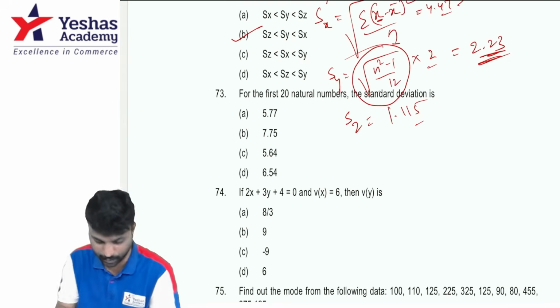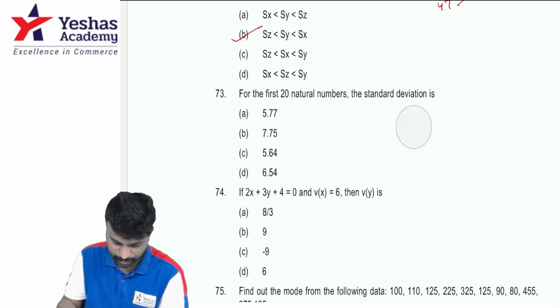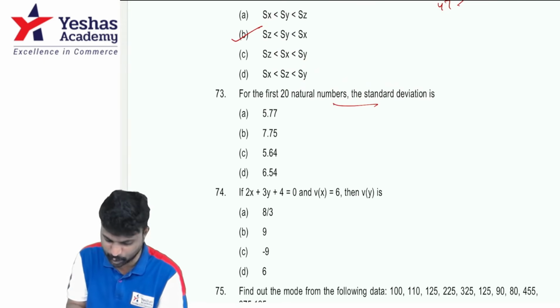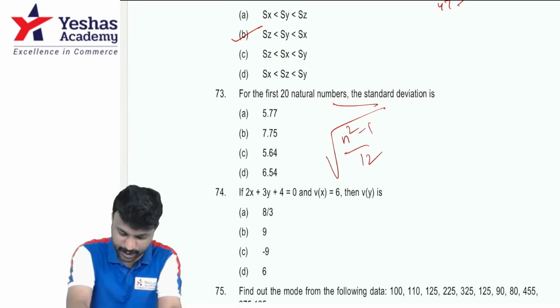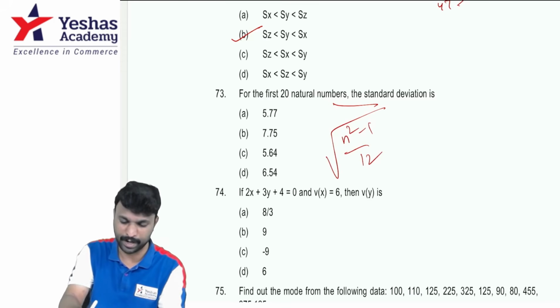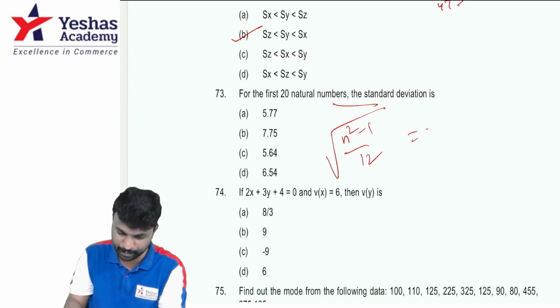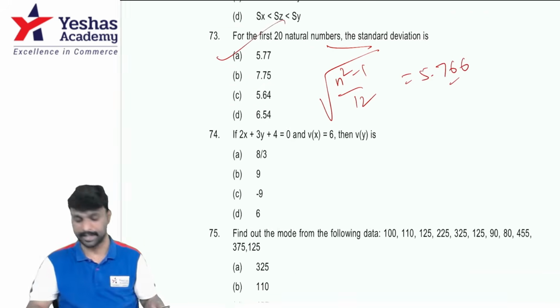Guys, 73rd question. For the first 20 natural numbers, once again the same formula, root of n square minus 1 by 12. N is 20. 20 square is 400 minus 1 divided by 12. Press equal to, press the root. You get 5.766. That means 5.77 is the nearest answer.